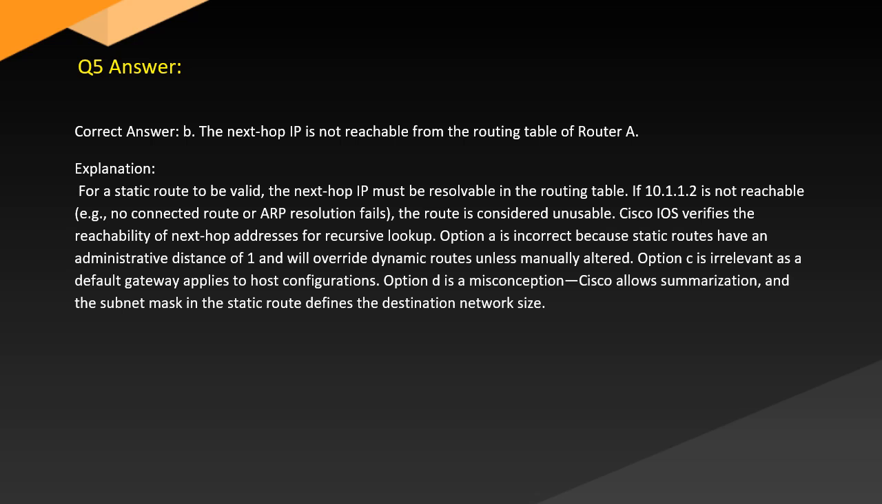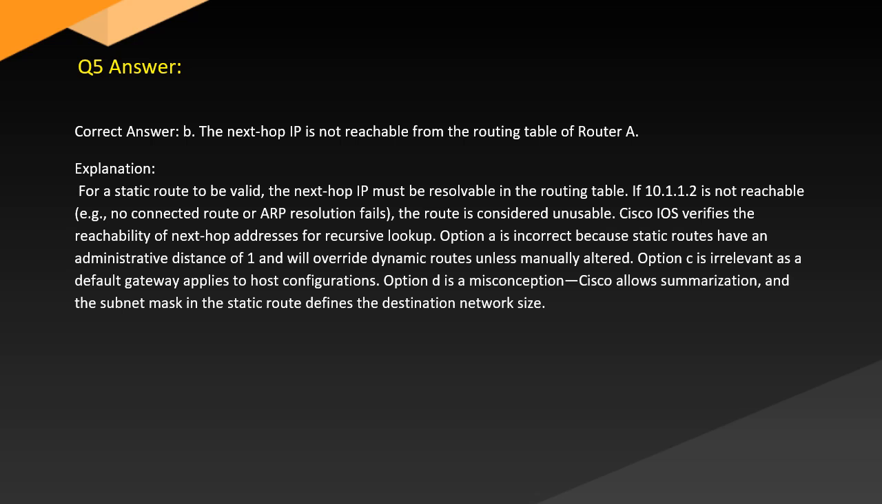Explanation. For a static route to be valid, the next hop IP must be resolvable in the routing table. If 100.1.1.2 is not reachable, e.g. no connected route or ARP resolution fails, the route is considered unusable. Cisco IOS verifies the reachability of next hop addresses for recursive lookup.